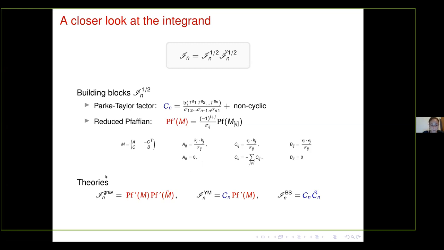And the beautiful part is that you can really see the double copy structure in this integrand, where the gravity integrand consists of two Pfaffians, one Pfaffian, and here I've introduced the tilde for the corresponding polarization, whereas Yang-Mills has one copy of the color, one copy of the kinematics, and you can also construct a bi-adjoint scalar theory with two copies of the color structure. Now, a lot more theories have been written down, but today we're mostly going to focus on gravity and Yang-Mills theory.